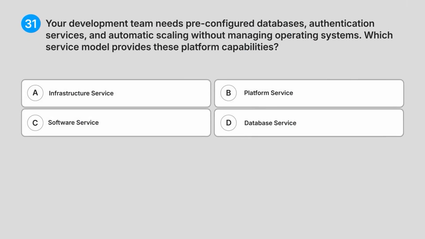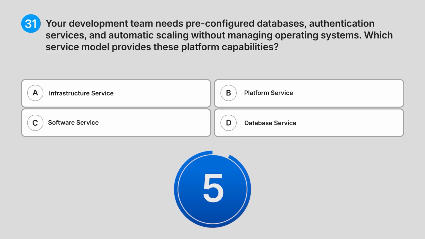31. Your development team needs pre-configured databases, authentication services, and automatic scaling without managing operating systems. Which service model provides these platform capabilities? A. Infrastructure service. B. Platform service. C. Software service. D. Database service. Can you guess the answer?